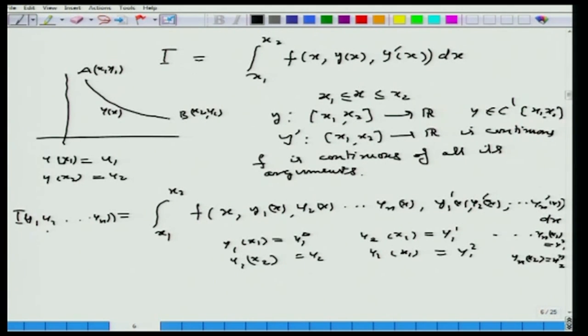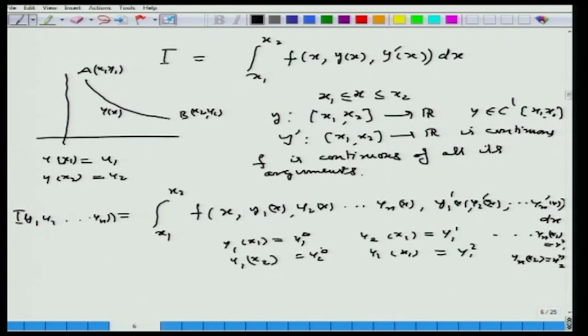And then other kinds of integrals, more general forms, where you have several dependent variables y1, y2, ..., yn appearing like this: the integral from x1 to x2 of f, where x is the independent variable, whereas y1, y2, ..., yn are dependent variables, and their derivatives y1 prime, y2 prime, ..., yn prime are appearing. So here you would have these additional conditions to be satisfied so that each of these yi's passes through the points a and b.